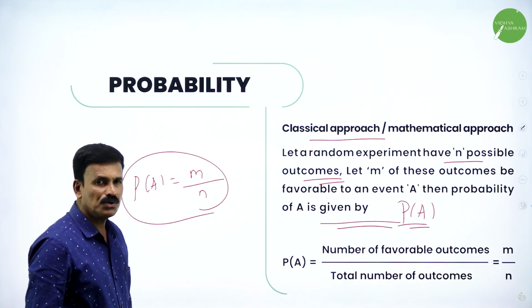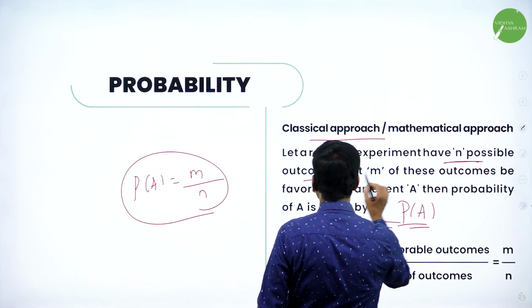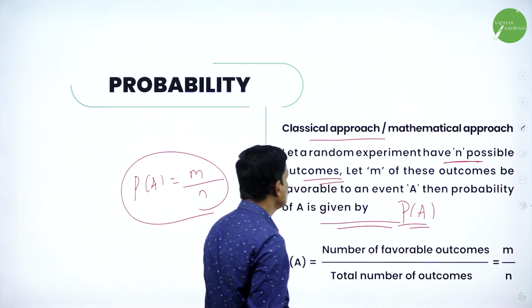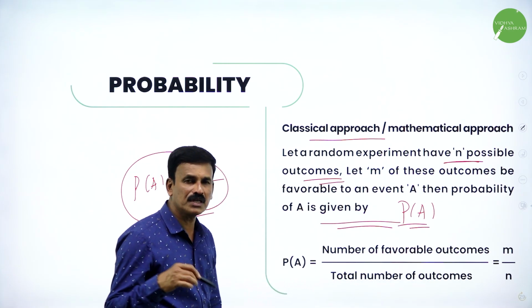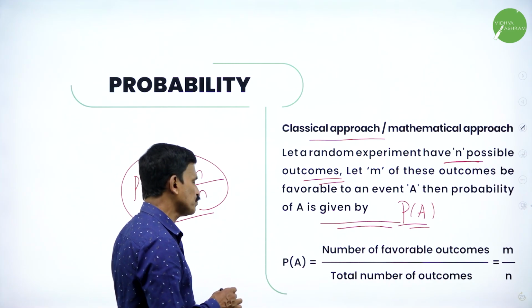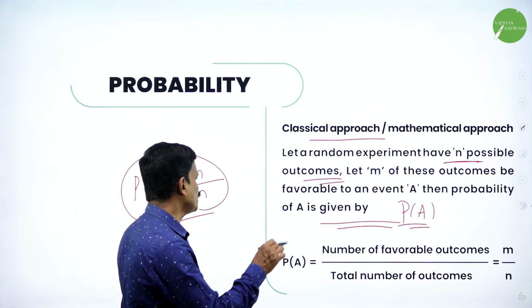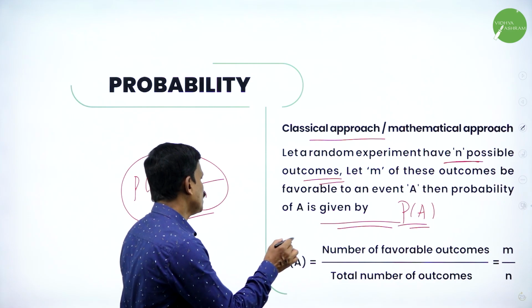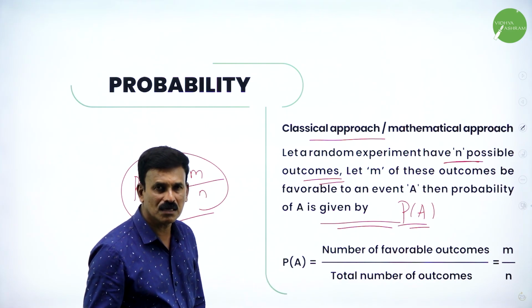So, let a random experiment have n possible outcomes, let m of these outcomes be favorable to an event, say A, then the definition for probability of the event A is P of A equal to number of favorable outcomes divided by total number of outcomes. This is an example.